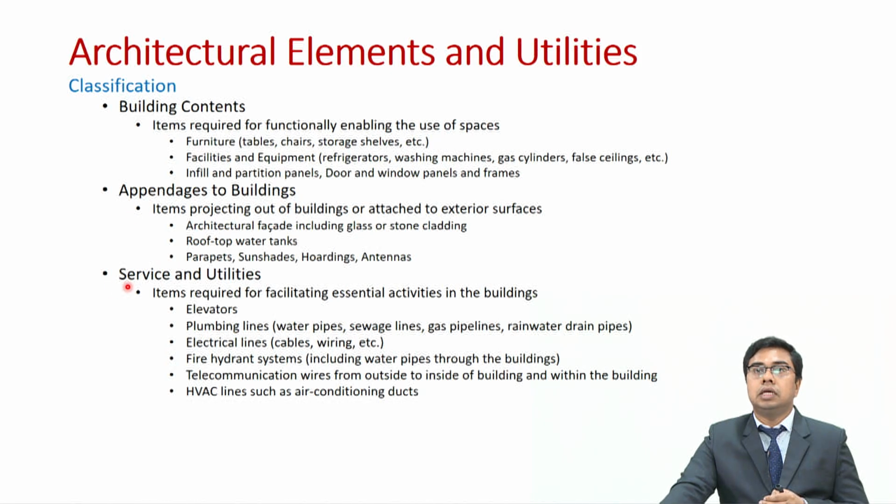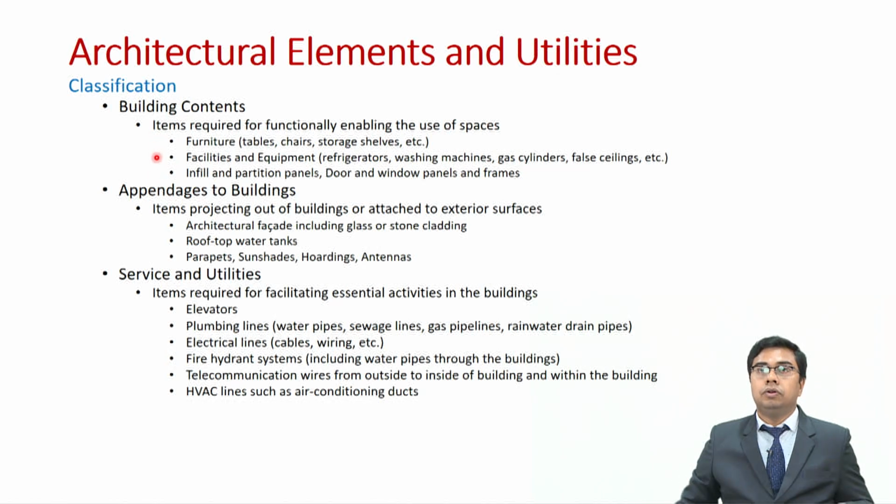Then we have services and utilities. In the services and utilities, we have items which are required for facilitating essential activities in the buildings. Now, these are slightly different from the building contents. In the building contents, we need those for functionality of the building, of the space. For example, if we do not have a chair or table, we cannot use this space for recording lectures.